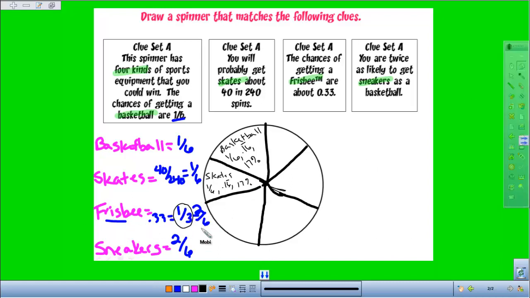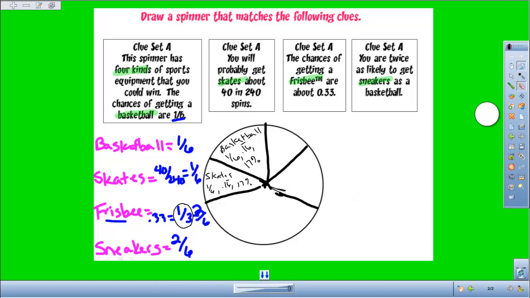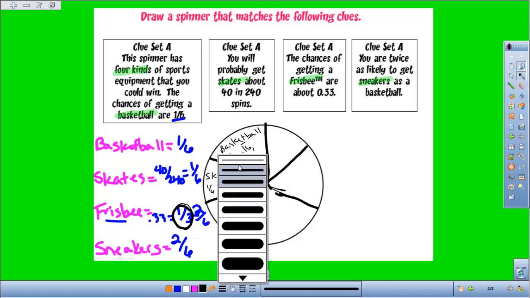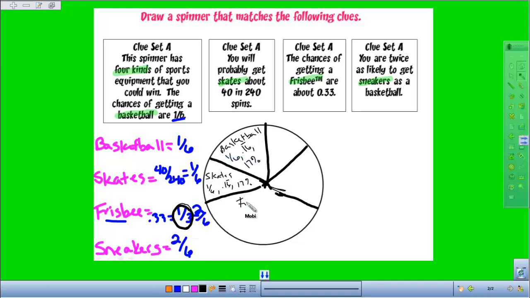You can see that both the Frisbee and sneakers are going to be 2 of the 6 parts. So I want to erase this middle line so that I have a total area of 2/6. But you want to write your fraction in simplest form, so we're going to go back and use the 1/3. And so I would have Frisbee, label it 1/3, which we know is 0.33 repeating, which is approximately 33% when we round to the nearest percent.